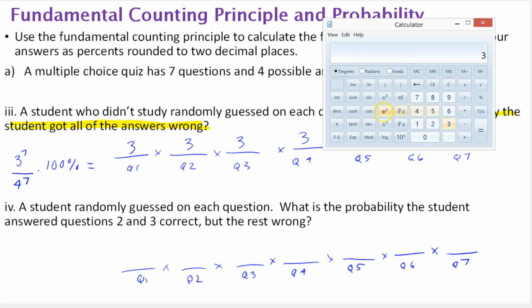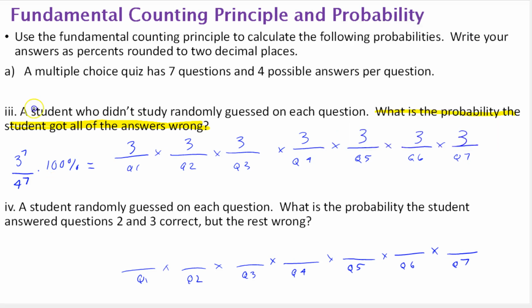Okay, so I'm going to use 3 raised to the 7th divided by 4 raised to the 7th. And that gives us this. And now we need to change it to a percent. And we'll do 4 decimal places again. So 13.3484%. So this is good and bad news. There's about a 13% chance if you randomly guess you won't get any of the questions right. Okay, but remember you're very unlikely to get them all right.